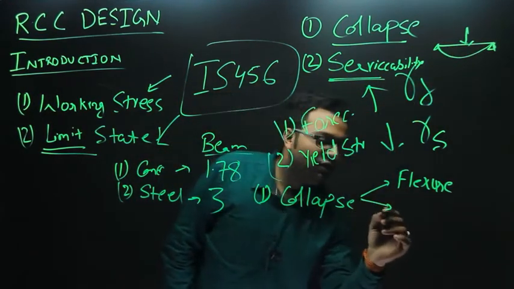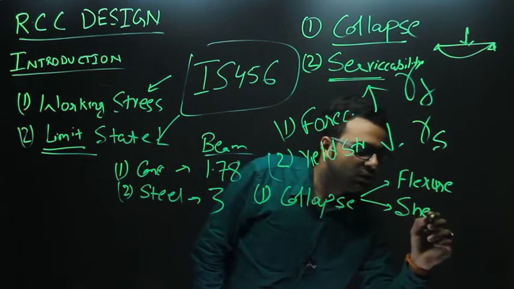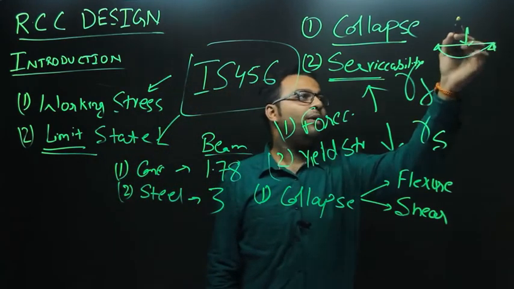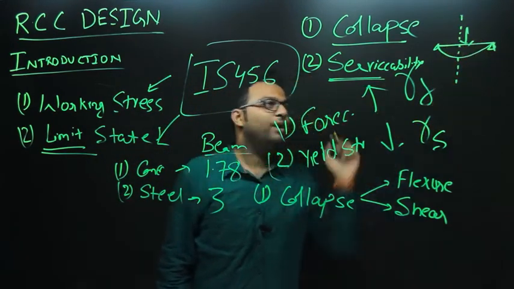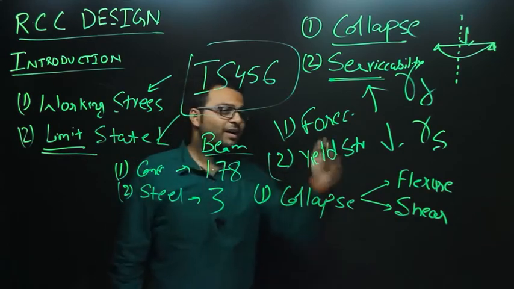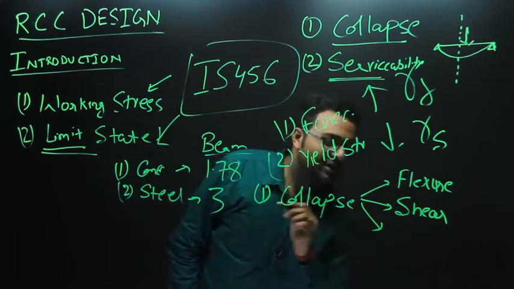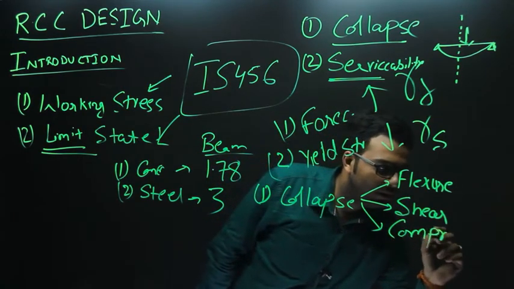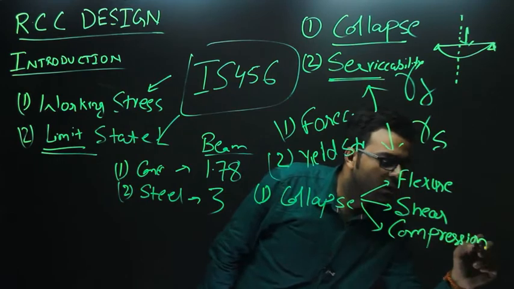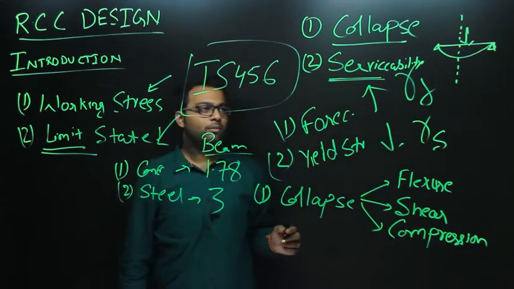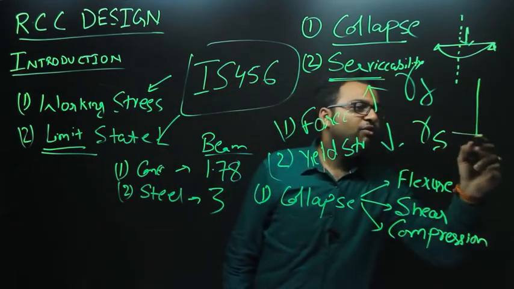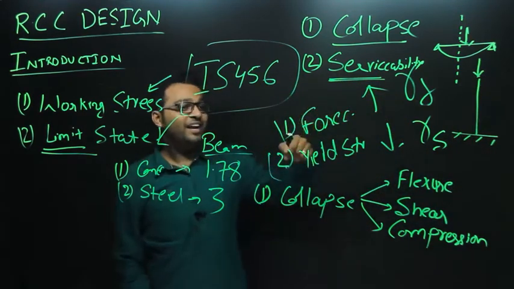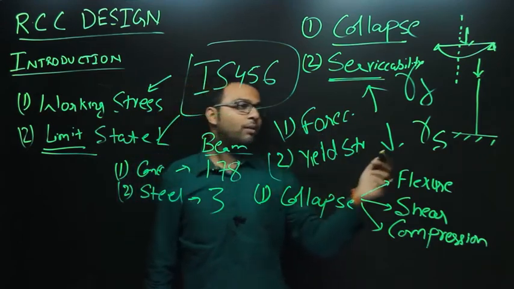Then another kind of failure can be shear failure. What do you mean by shear? When the load is applied, the member fails directly from it, a straightaway failure. So that is shear failure. Then there can be another type of collapse, which is compression. What is compression? If a member is standing straight and the load is applied in the direction of the member, that is called compression.